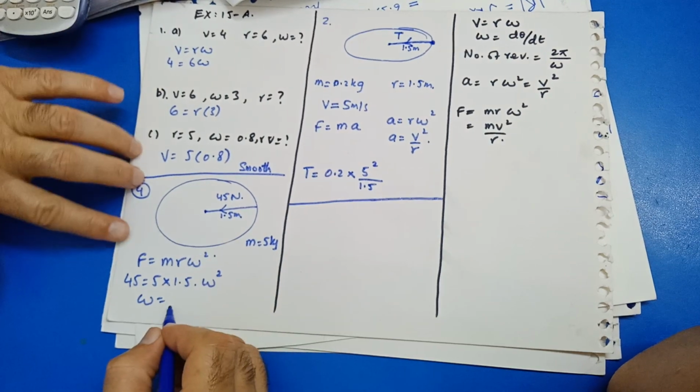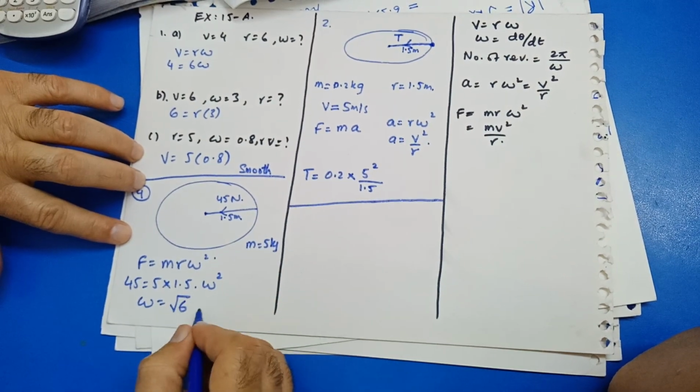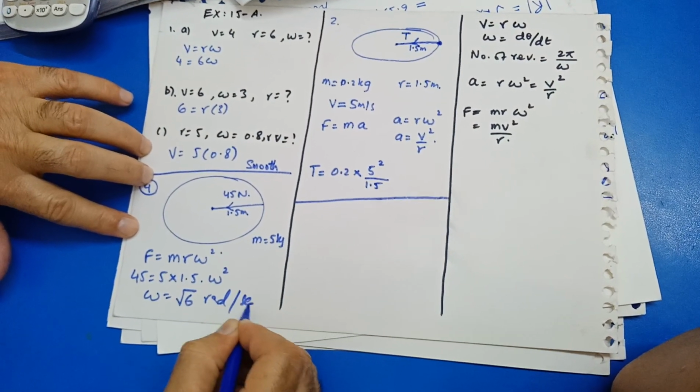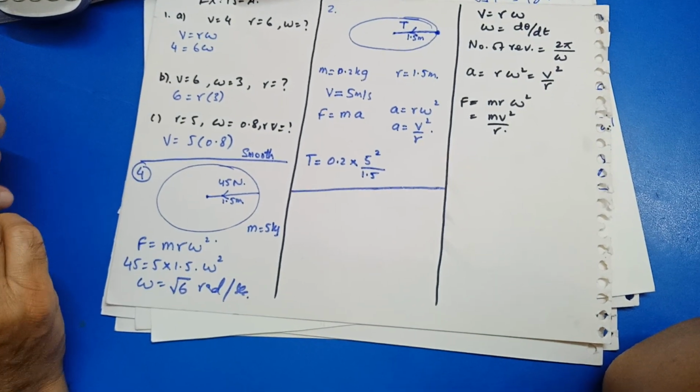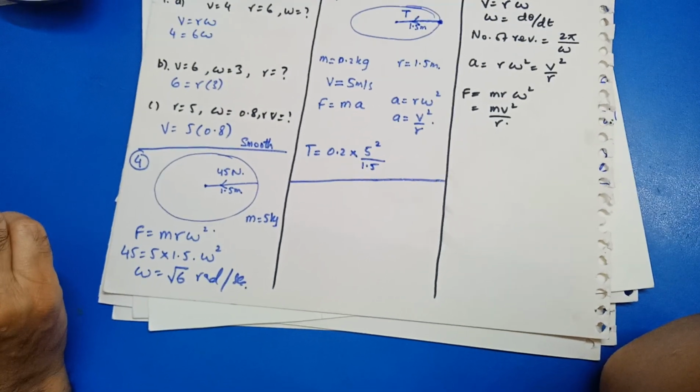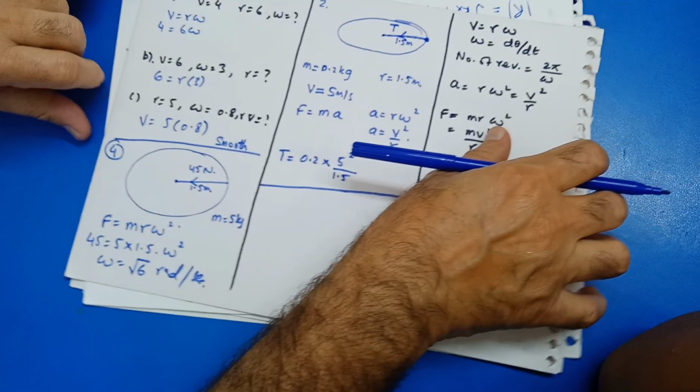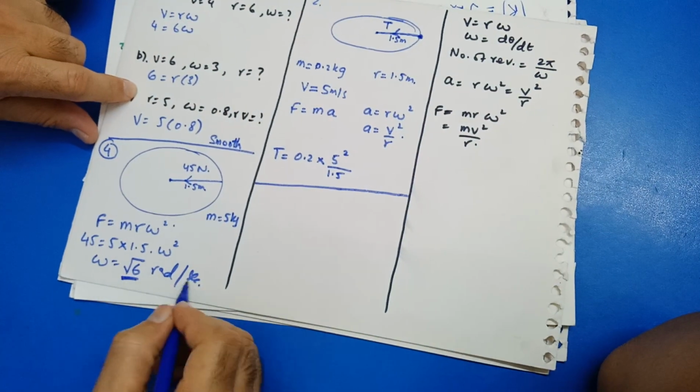Yeah, so this is going to be root 6 radians per second. When it says state also how many seconds a particle takes to describe one complete circle, you see this is this much radians in 1 second.